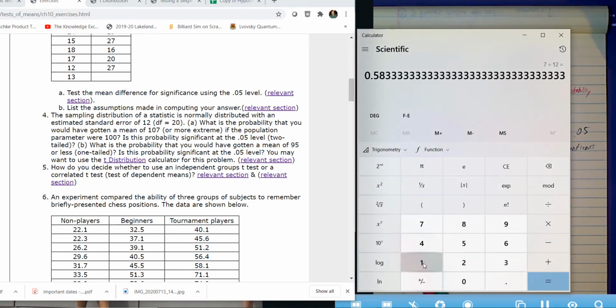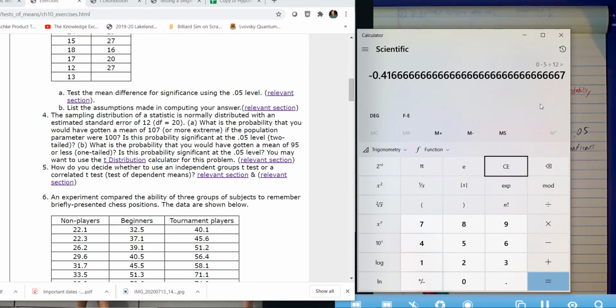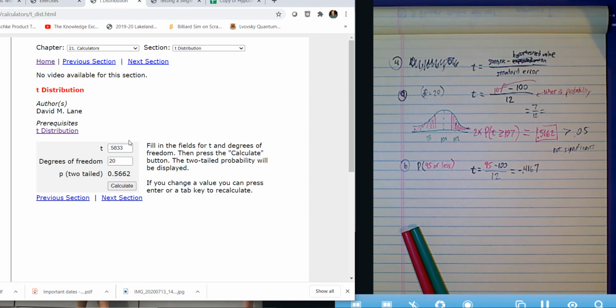So let me try doing that. Negative, so let's clear this out. Negative 5 divided by 12 is this decimal, negative 0.416 repeating, so 0.4167, right? So I can go to the t distribution again and throw in a negative 0.4167.